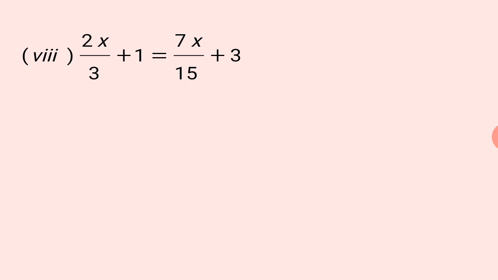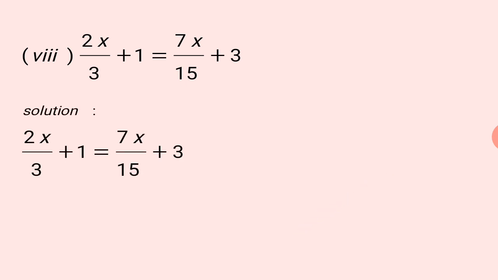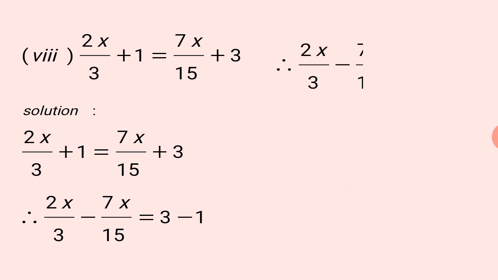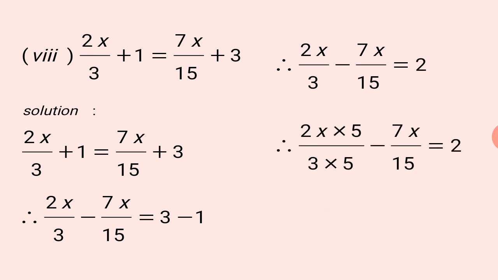The last sub question now. 2x upon 3 plus 1 equal to 7x upon 15 plus 3. Let's begin with the solution. All terms which have x are taken on the left hand side and the constants again on the right hand side. This is how you have got it as 2x upon 3 minus 7x upon 15 equal to 3 minus 1. Now solve both the sides separately.